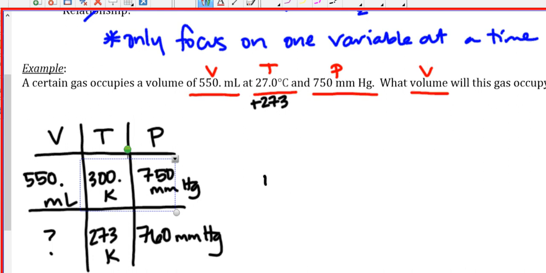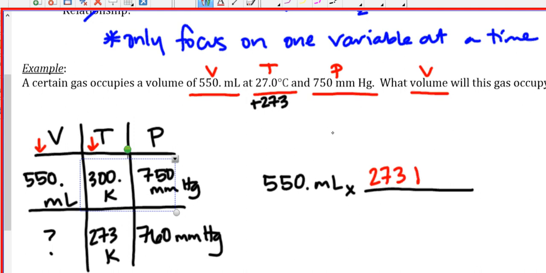I'm going to start with my unknown, so 550 milliliters. Now I'm going to set up 2 conversion factors, but I'm just going to deal with one at a time. So I'm going to look at my temperature first. My temperature goes from 300 to 273, so my temperature decreases. Now volume and temperature have a direct relationship. So as one increases, the other increases. It does the same. So if temperature decreases, that's going to make the volume decrease. So I'm going to set this up, and I'll do this one in red, to make it go down, my smaller on top, 273 Kelvin over 300 Kelvin.